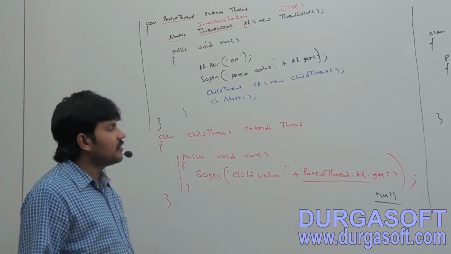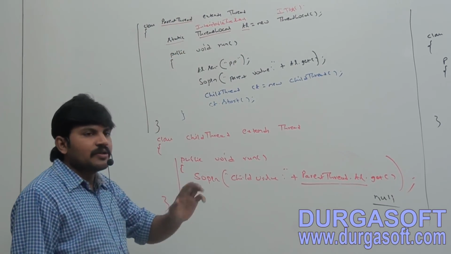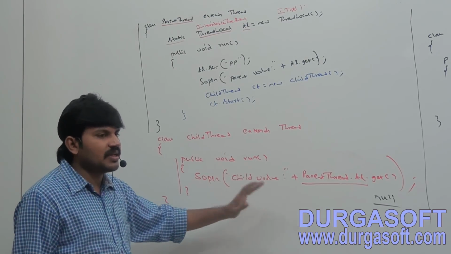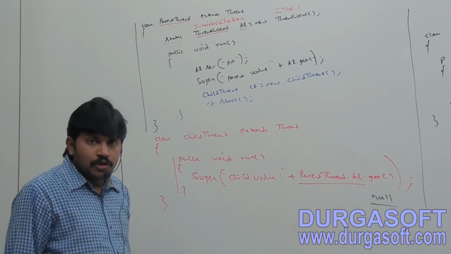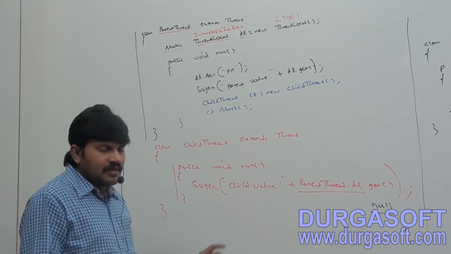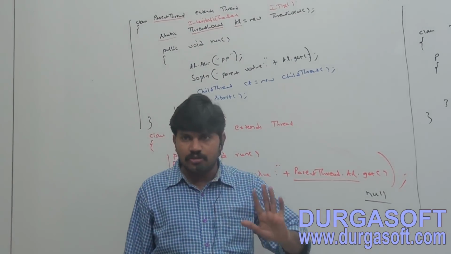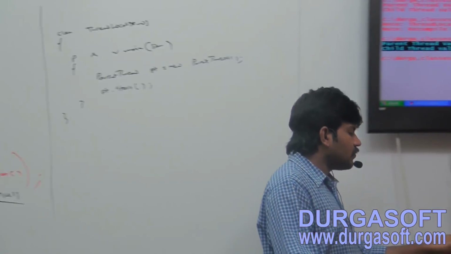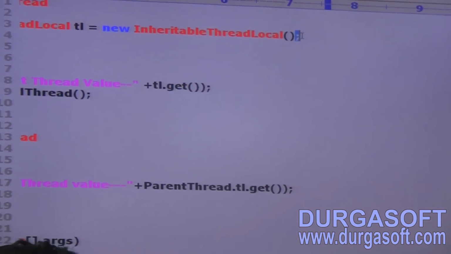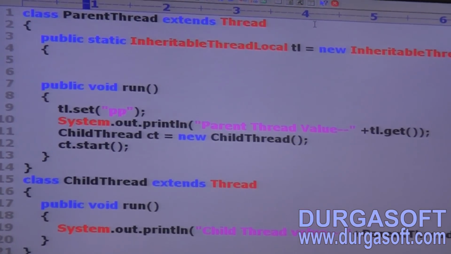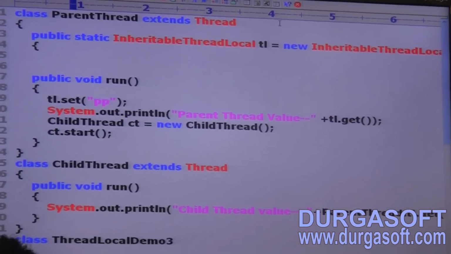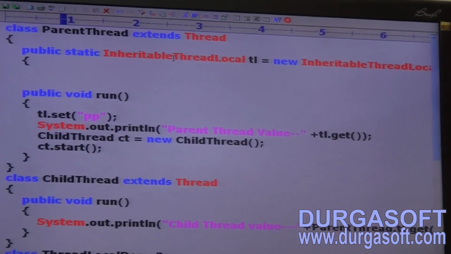How can we configure? Simple. Here we have to override the childValue method. By default, the child thread local variable value is exactly the same as the parent thread local variable. If you want a separate value for the child thread, then we have to override which method? The childValue method. Now observe this one. Let me take curly brace open. If I take curly brace open, what am I doing? An anonymous inner class that extends InheritableThreadLocal.